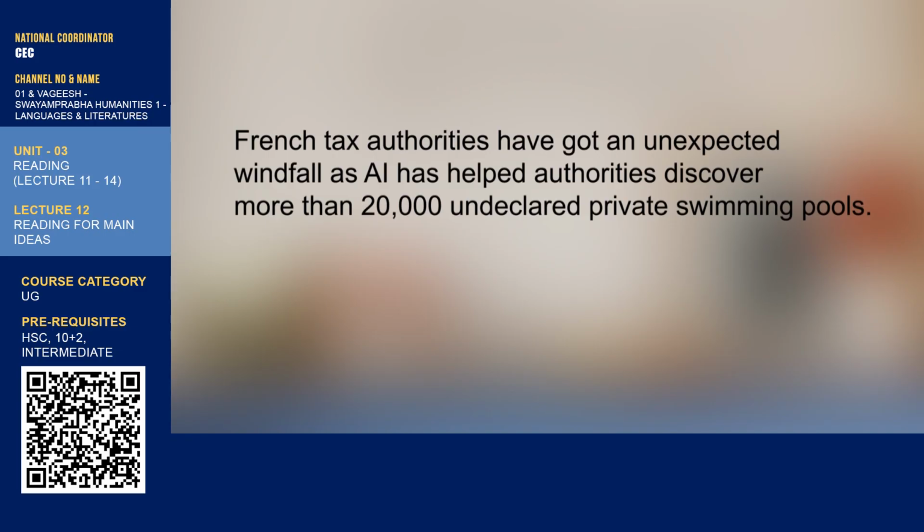French tax authorities have got an unexpected windfall as AI has helped authorities discover more than 20,000 undeclared private swimming pools. Does this sentence talk about objects or people? Well, I think it talks about both. And in order to identify the main idea, it is important to check whether we are familiar with unknown words. When you find an unfamiliar word, don't reach for a dictionary immediately. Try to guess what it could mean from the context.